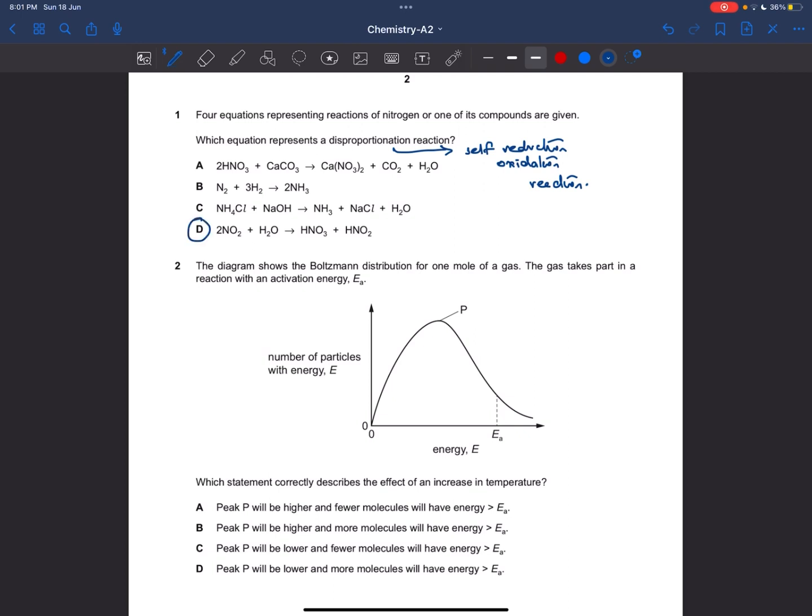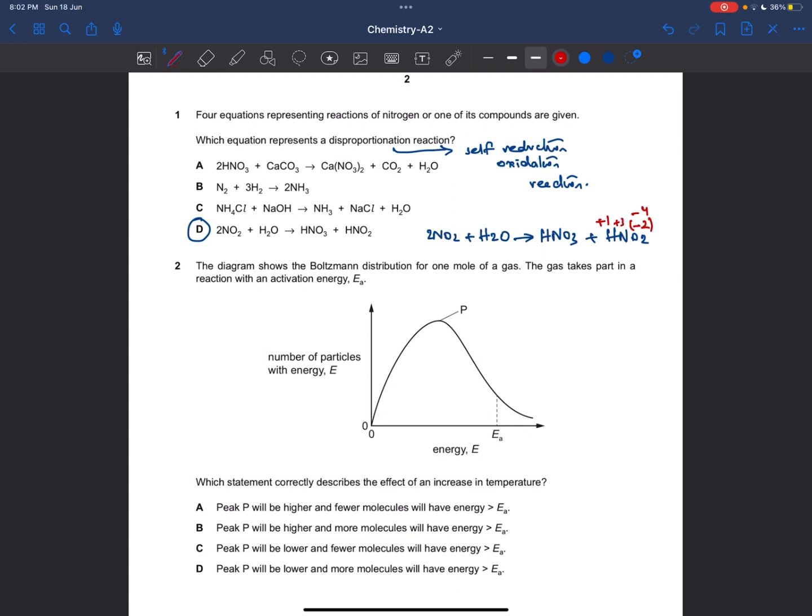So the answer for this is D. So what happens is that, for example, 2NO2 plus H2O gives nitric acid and HNO2. So what happens is that this O has a charge of -2 and O2 has a charge of -4, right? This H has a charge of +1, and if we add this, so this becomes -4 plus 1 gives -3. To balance this, the N will be +3.